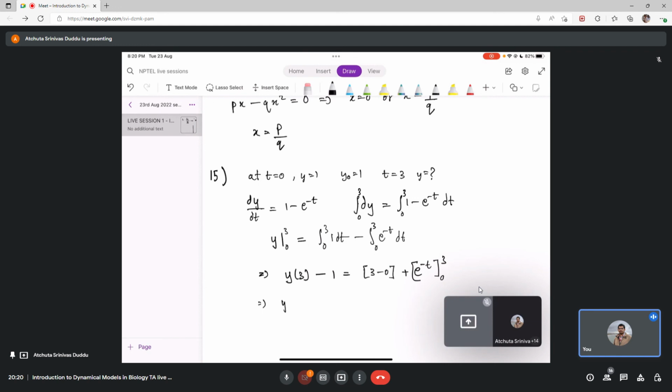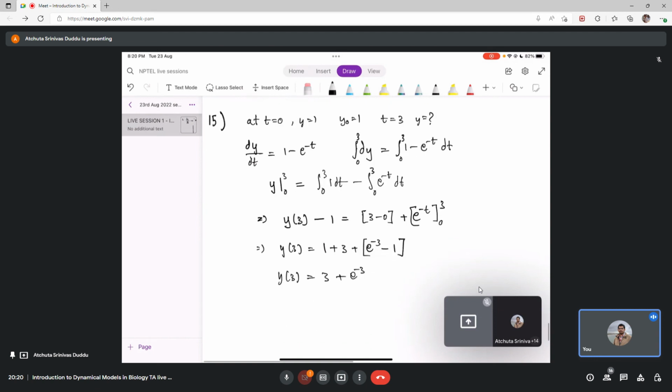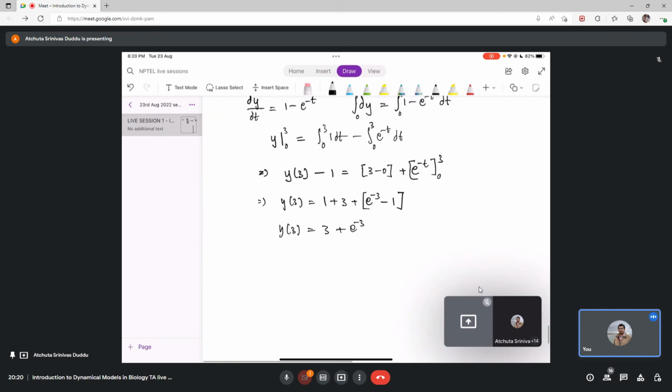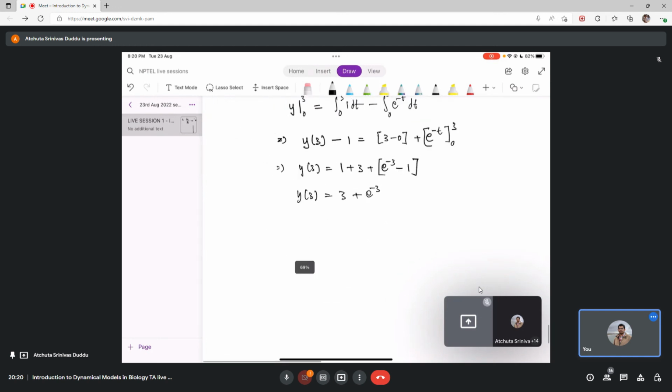So y of 3 would be 1 plus 3 plus e power minus 3 minus e power 0, which is 1. So you would have y of 3 equals 3 plus e power minus 3. It should be as given in the solution. I think it's 3.049 that's given, but around it comes to be the same value, right?